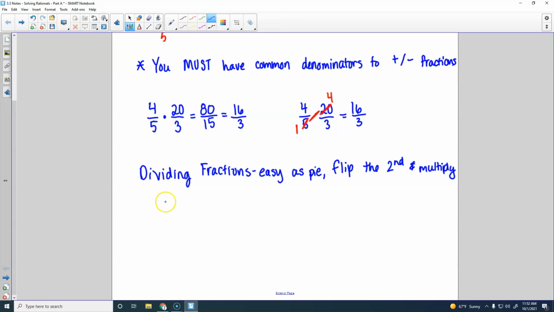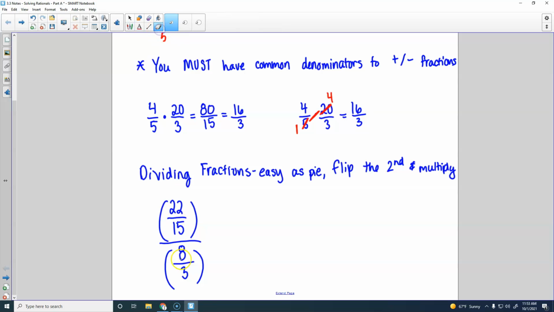Alright, so if I had something like 22 over 15 divided by 8 over 3. Make that 3 over 8, actually, just because I want one that will reduce it. So, dividing fractions, easy as pie, flip second, multiply.